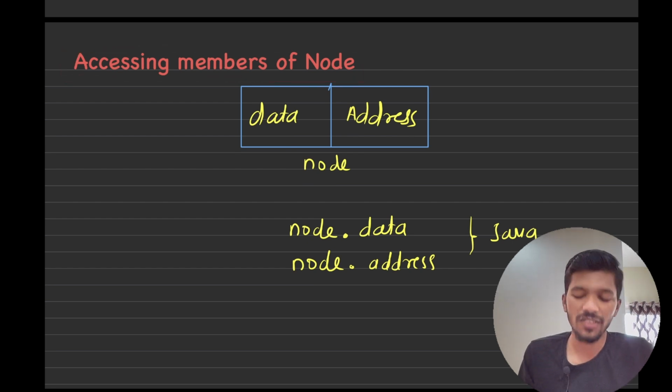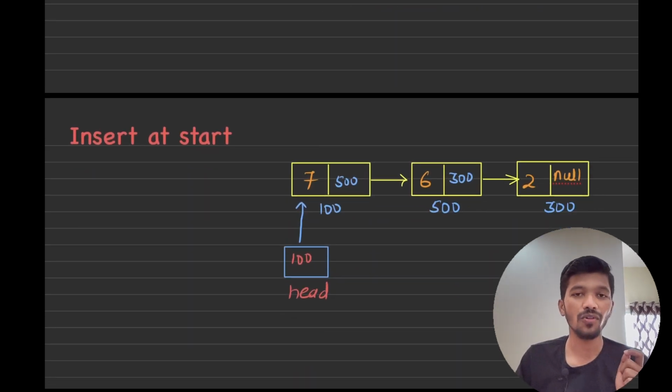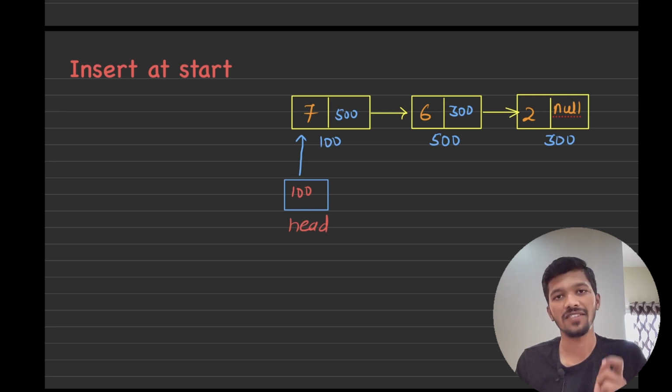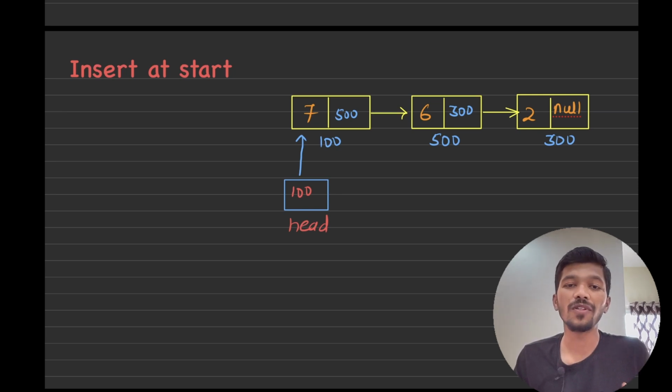Any member of the node we can simply access using the dot operator and the name of the node which you want to access. So now let's move on to our first operation, insert at start. Now what we need to do is insert the node before my first node.